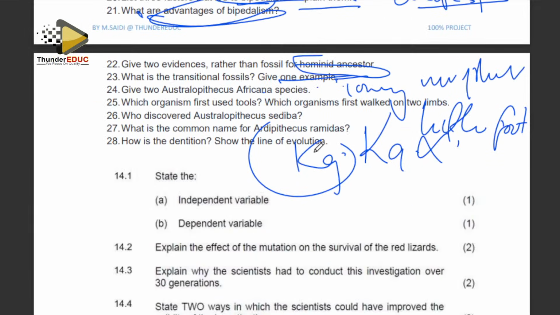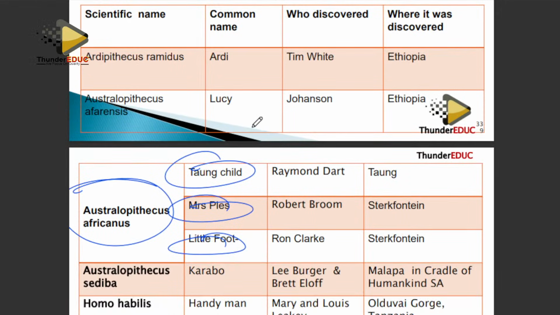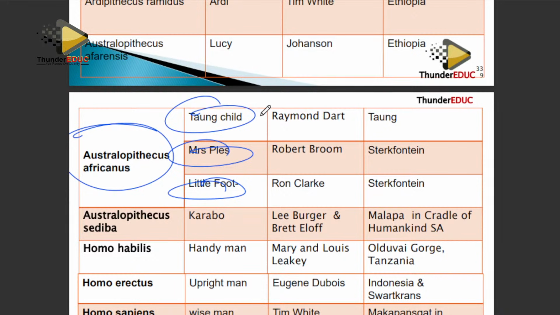We go to the next question. They're asking who discovered Australopithecus sediba? Read the question. Yes, who discovered Australopithecus sediba? Yes, sediba was discovered by those people.